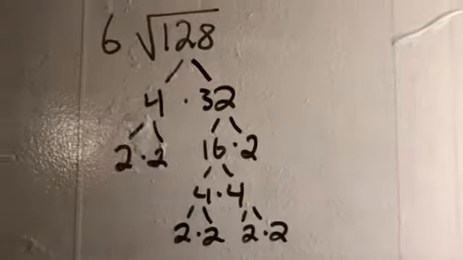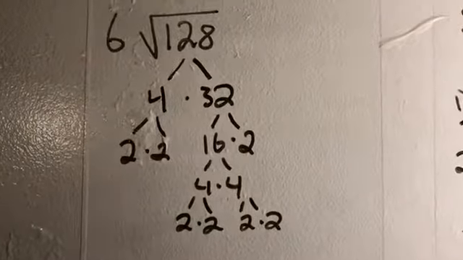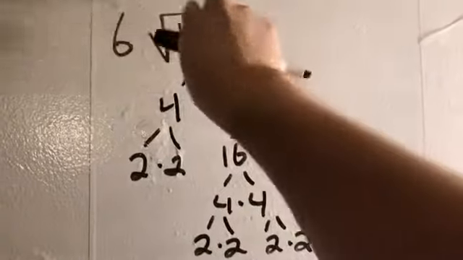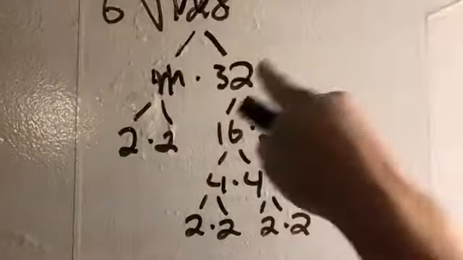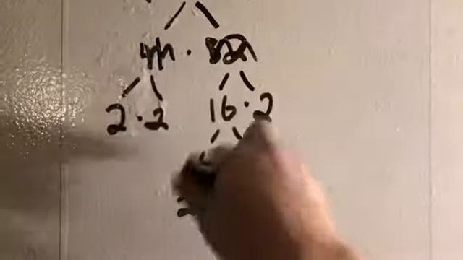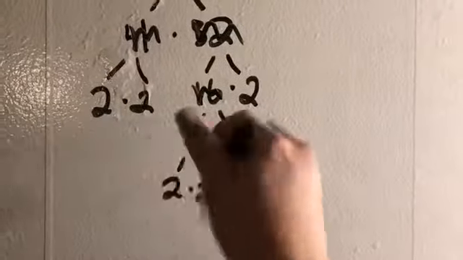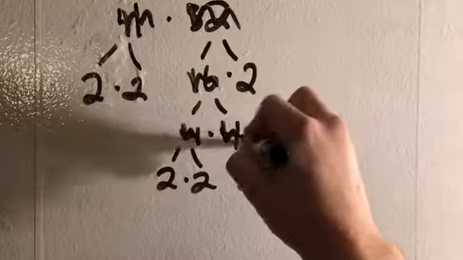Okay, so now I think we have broken it down all the way. So I don't get confused, if a number got broken down, I'm going to cross it out. That one got broken down, that one got broken down, that one got broken down, and so did that one.